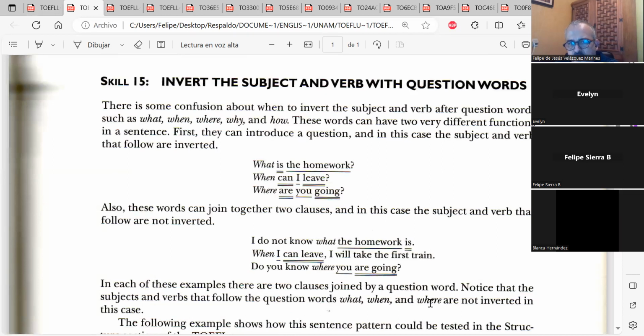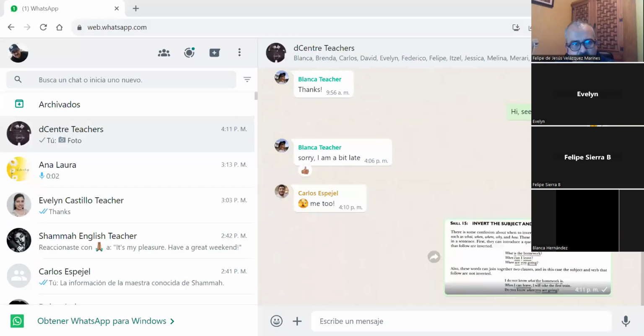Subject verb inversion with question words. So basically, when we have a question, we have to make sure, when we are taking a certification test and they tell you, okay, identify the mistake in the following sentence, and they tell you something like this: I don't know what is she doing. So what is the mistake?